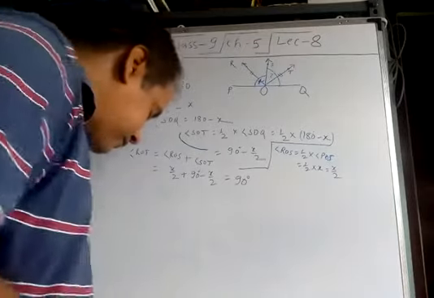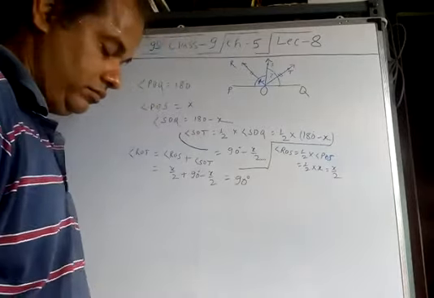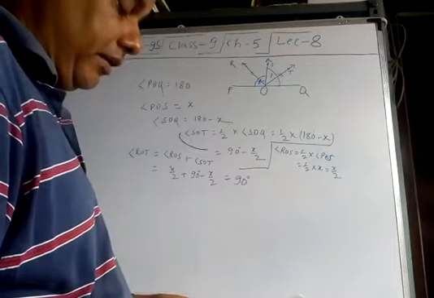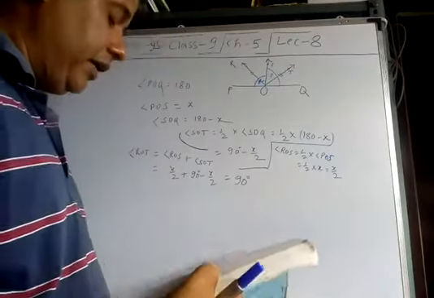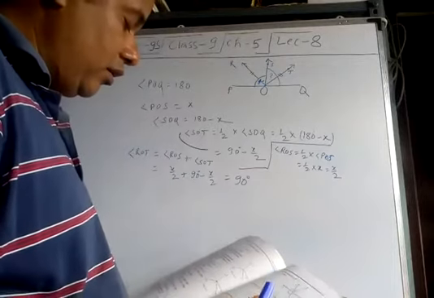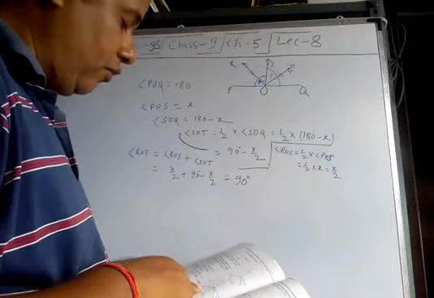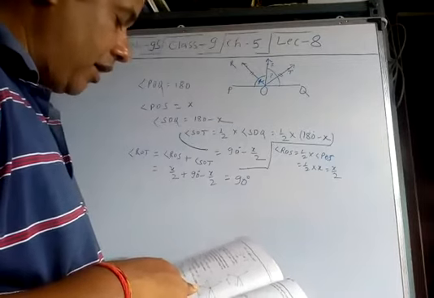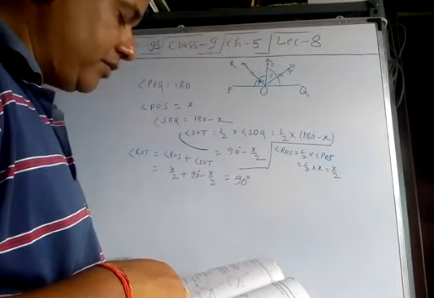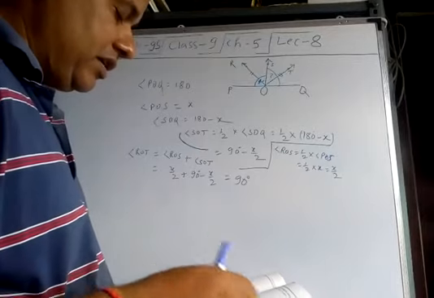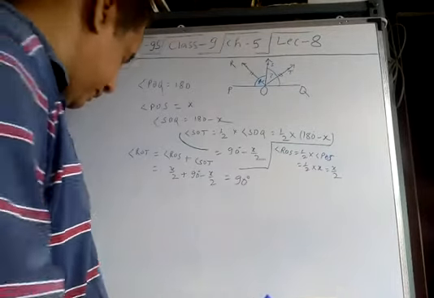Example number 3. Example number 3 is saying, in figure 6.11, OP, OQ, OR and OS are 4 rays. Prove that angle POQ plus QOR plus SOR plus POS is equal to 360 degrees.